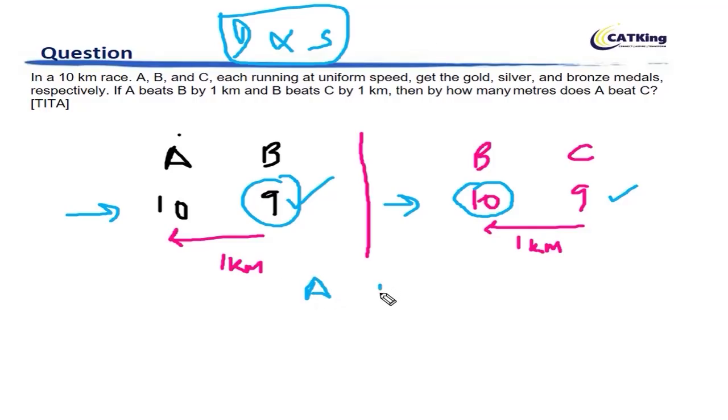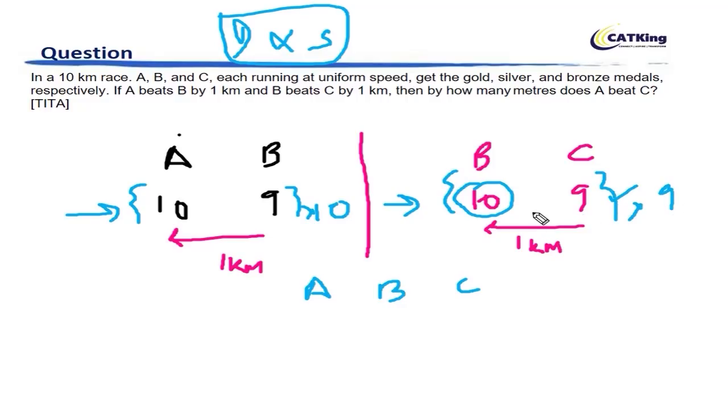Now if you take the speed ratios of A, B, C, this is 10 and 9, 10 and 9. So you have to equate the common element. What's the LCM of 10 and 9? The LCM is 90. So multiply the first ratio by 10 so that the common element reaches the LCM, and multiply the second by 9. So this becomes 100 : 90 : 81, right?